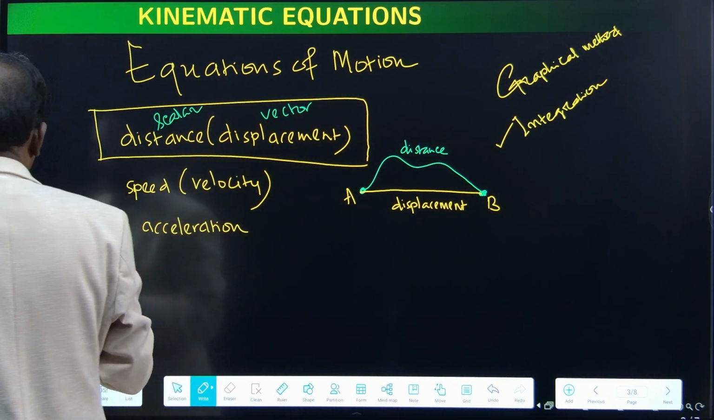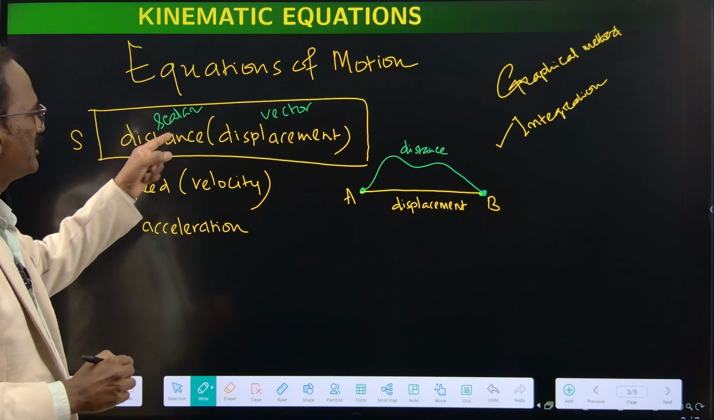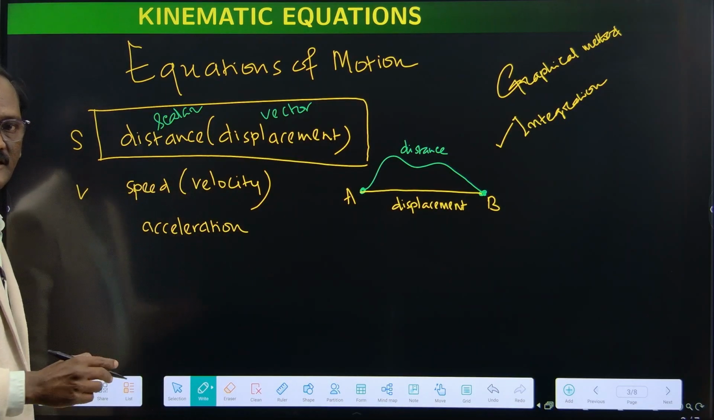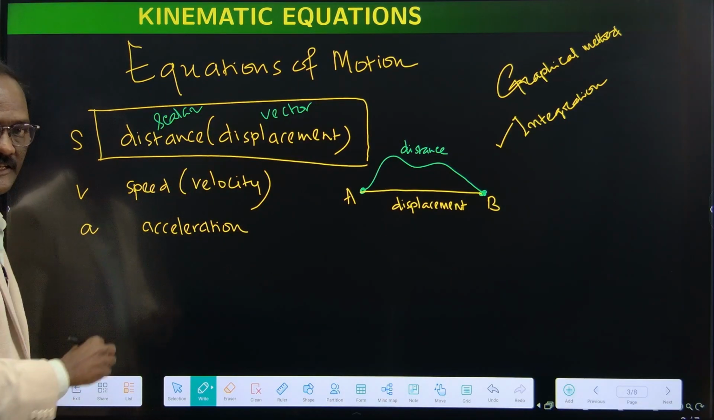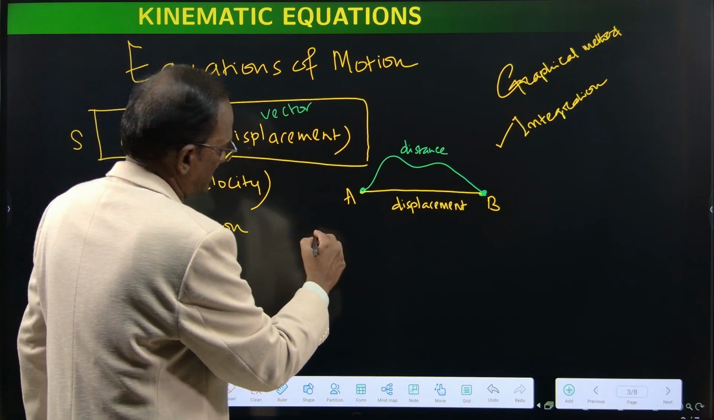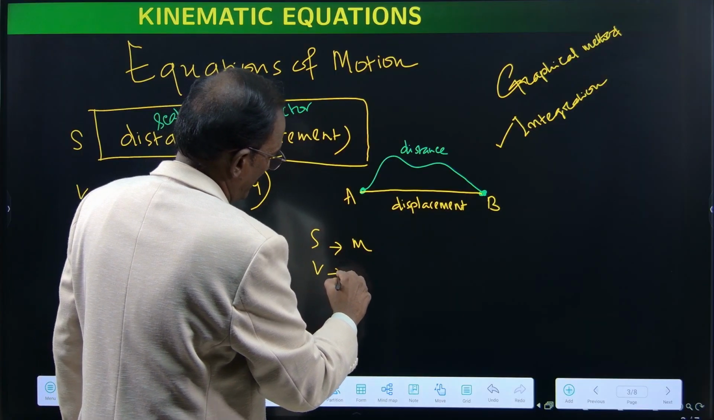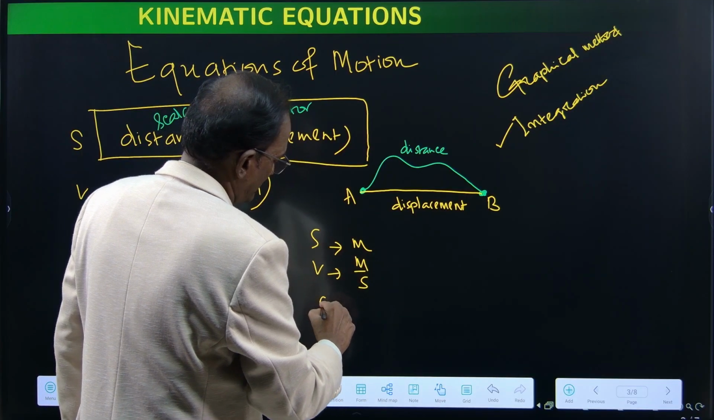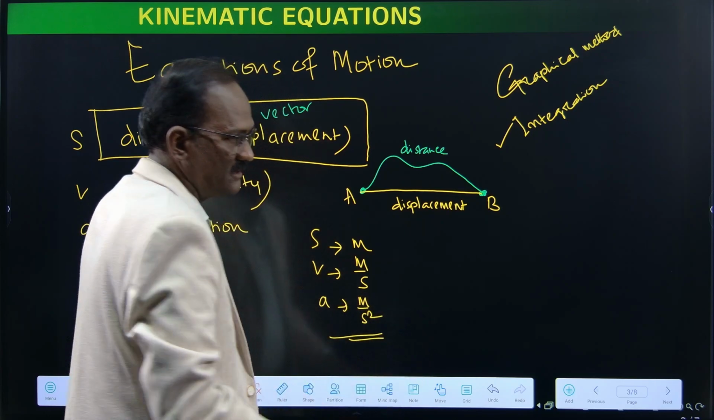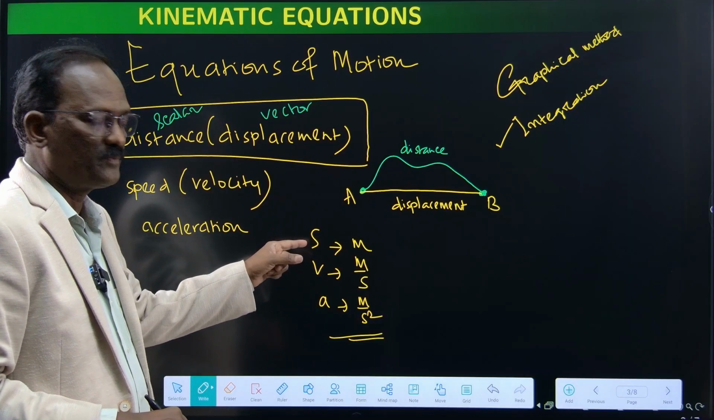Distance or displacement, we will use the letter S to denote it. Speed or velocity, V, and this is A. The unit of S is the SI unit, meter, and velocity is meter per second, and acceleration is meter per second square. Yes. So these are the SI units of these quantities.